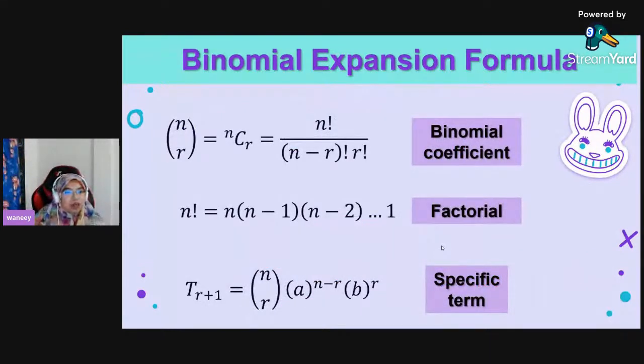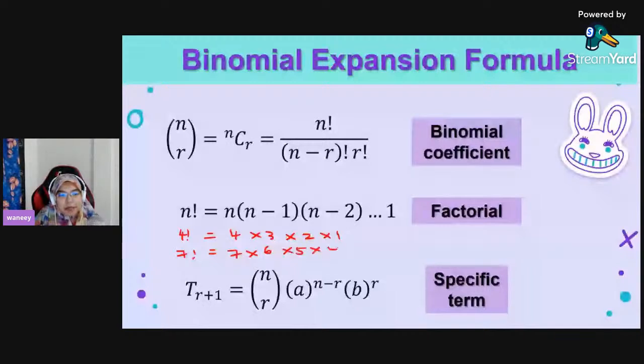Okay, next. Right. So now, the binomial coefficient, n choose r, that is actually nCr. The formula for them is n factorial over r factorial times n minus r factorial, where n factorial is simply n multiplied with n minus 1, n minus 2, down to 1. So for example, if you have 4 factorial, that is 4 times 3 times 2 times 1. So always subtract 1, then multiply. If you have 7 factorial, then 7 times 6 times 5 times 4 times 3 times 2 times 1.